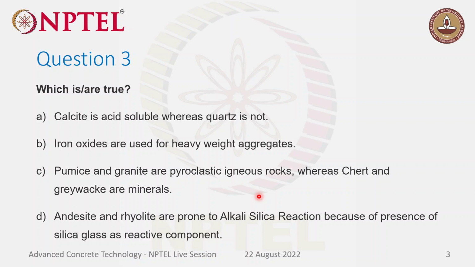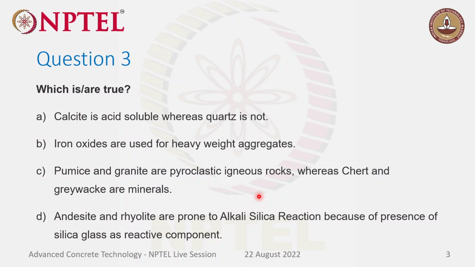Which means pyroclastic igneous rocks, which cool down near the earth surface. Okay, and chert and gravel or minerals which are present in this type of rock. Do you know chert and gravel, which type of minerals? Whether it's an igneous type of mineral, or sedimentary, or metamorphic type of rock mineral. Just think about it and then give your answer.